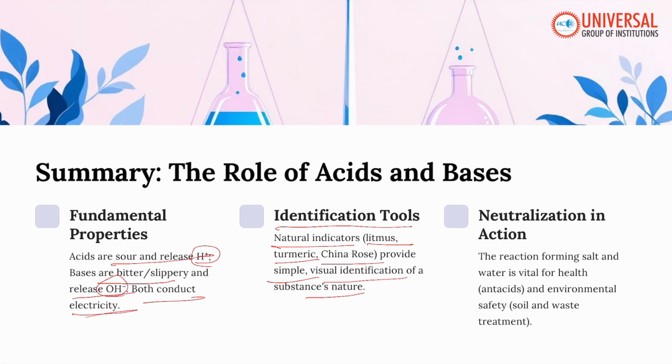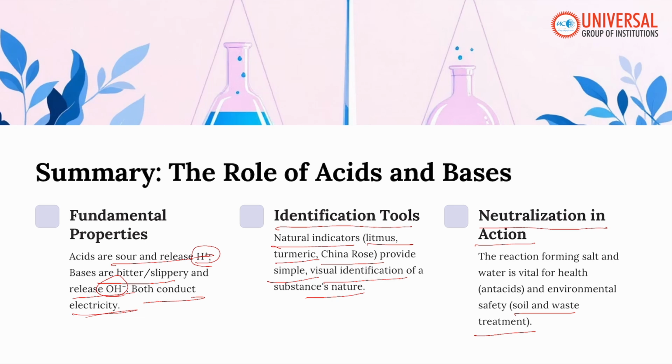And then neutralization reaction. Neutralization reaction leads to the production of salt, water and liberation of heat. When acid and bases react together, they produce a salt and water, and heat is liberated. They neutralize the solution. The reaction forming salt and water is vital for health, as in antacids, and for environmental safety, for soil and waste treatment. So applications range from health to agriculture, agriculture to industry. And the pH balance is vital for both living systems and the environment.